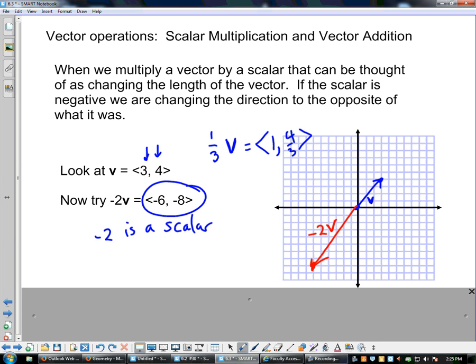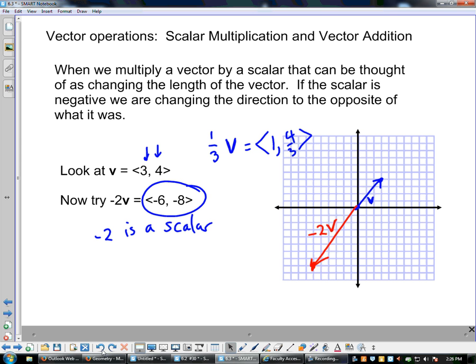Are we okay with this? It's twice as long, and it's going in the opposite direction. Would you give it to us like that, 2v equals, with the double points, or do we need to find them? If it says now try finding -2v, you would need to multiply your vector yourself by that scalar. All right, so we good with this?